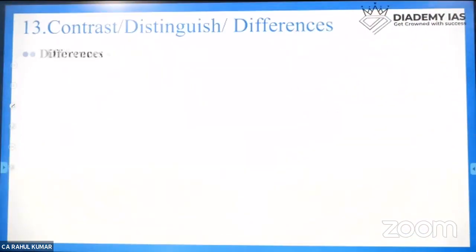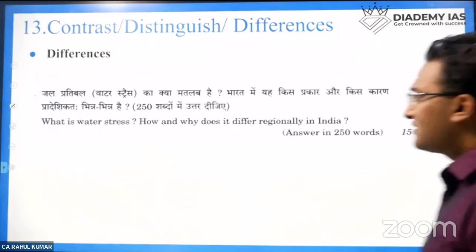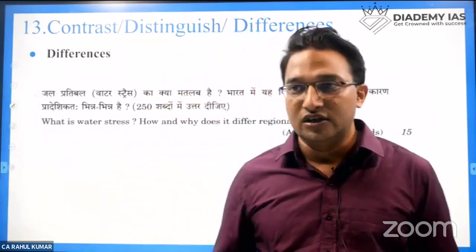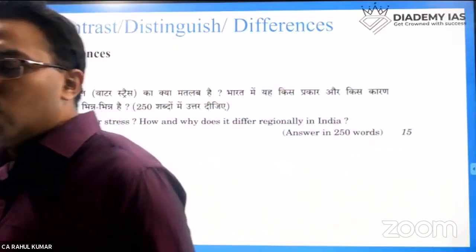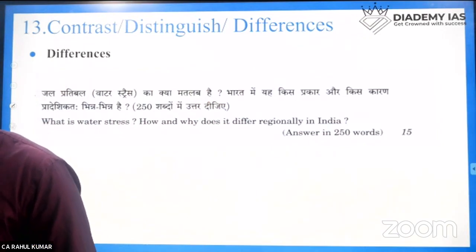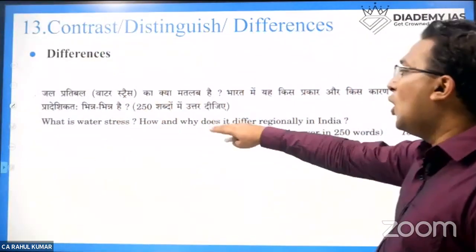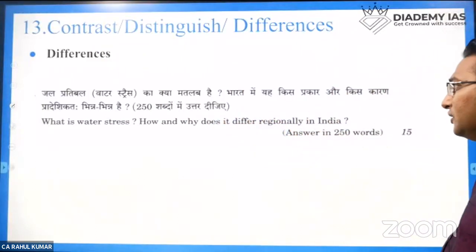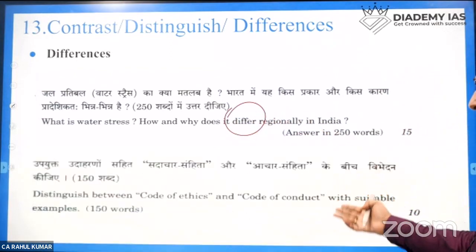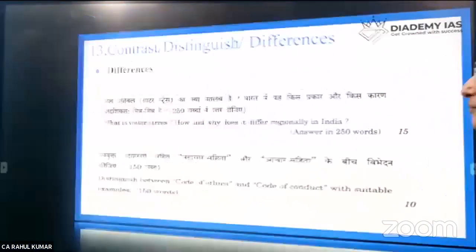Then we have contrast or distinguish or differences. So here you have to talk about the differences. For example, this simple question from the UPSC. I am trying to give you more and more UPSC questions only, so that you are able to see that UPSC questions have all these points, and you can prepare your answer writing in a similar way. So what is water stress? How and why does it differ regionally in India? Simply, right? They are asking for differences regionally. Similarly, the next question is: distinguish between the code of ethics and the code of conduct with suitable examples, right?